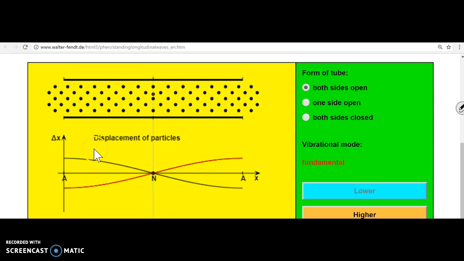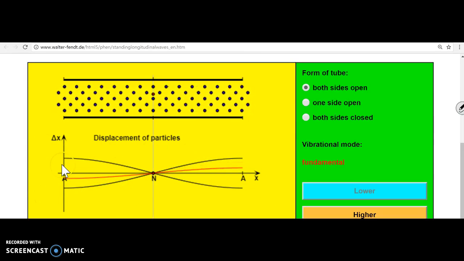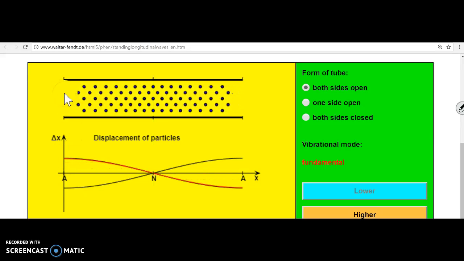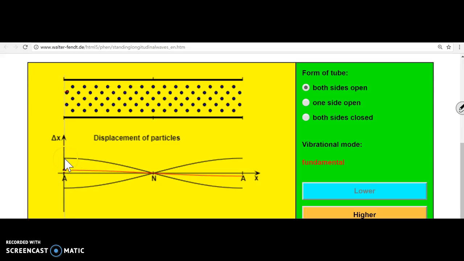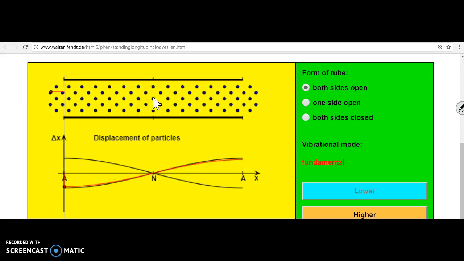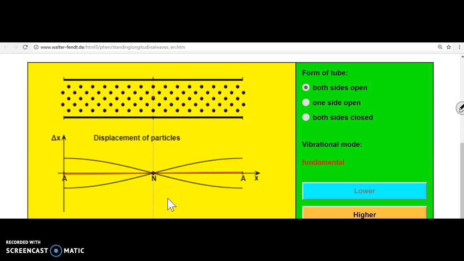We can show those displacements using this graph below. The particle at the left edge goes really far to the right with that positive displacement, and then it goes really far to the left with that negative displacement. But the particle in the middle never moves.